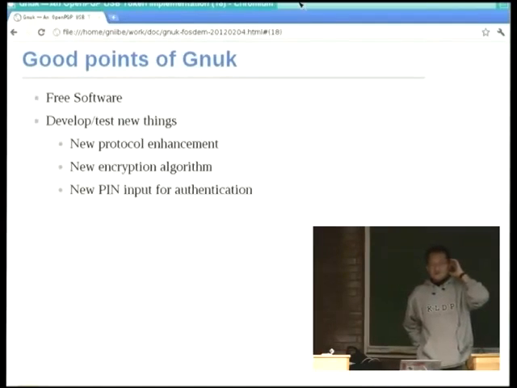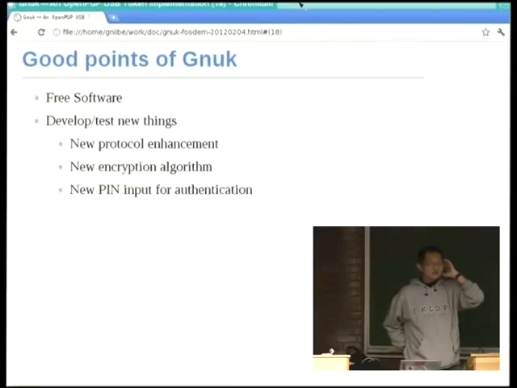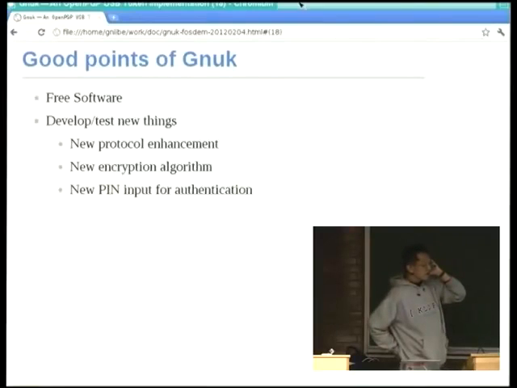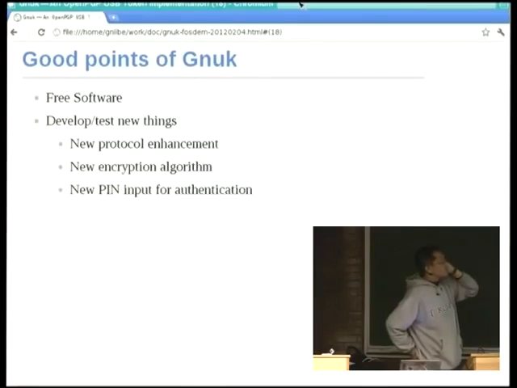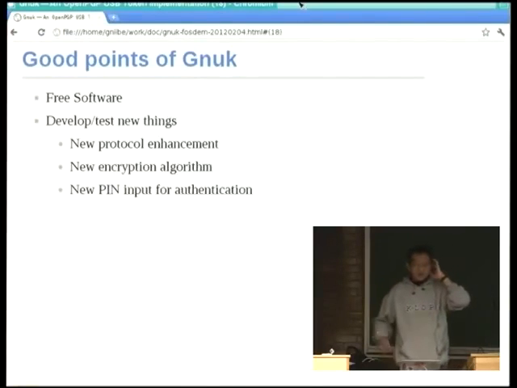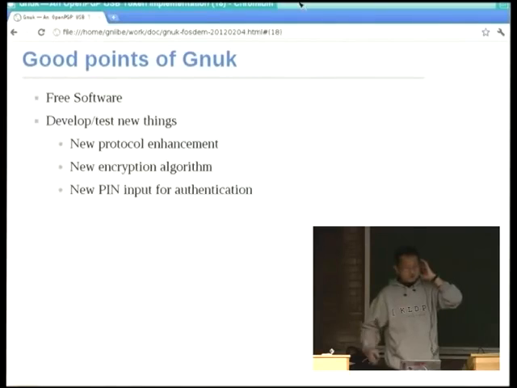Yes, there is an OpenPGP card, but we don't have the source code of the firmware, unfortunately. But for Gnuk, we have the source code so that you can examine or enhance the firmware as you like. Another feature is that we can develop or test new things. For example, we can change or improve the USB communication.